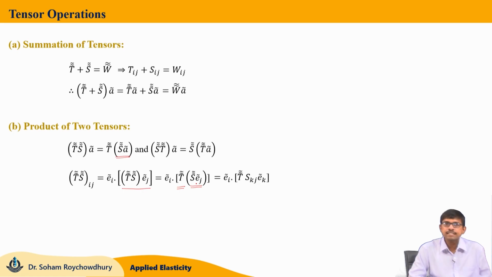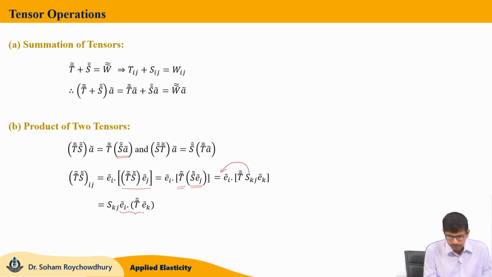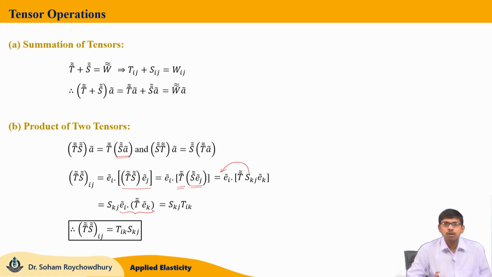Now, S_kj is a scalar here that we can take out, and this T operator will be acting over e_k. So, if we are taking out S_kj, then it would be S_kj e_i dot T acting over e_k. Now, this total thing e_i dot T acting over e_k is nothing but the tensor component T_ik by definition of the tensor components. So, (TS)_ij, the components of the product of two tensors T and S, is equal to T_ik S_kj.